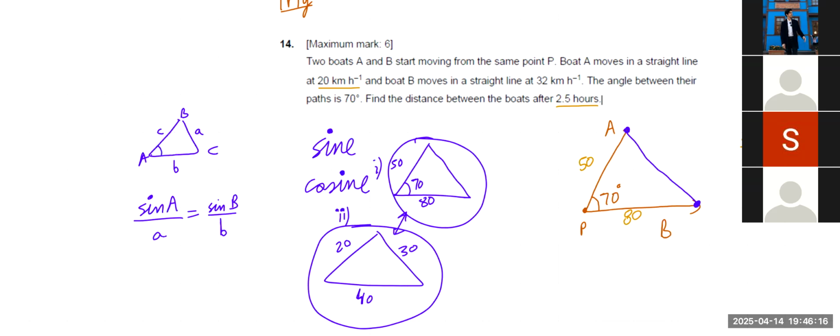And on top of that, you know one other thing. For example, you know this angle. You can find the missing side by using the sine rule in that case. That's the only trick that you need to remember for when to use the sine rule.